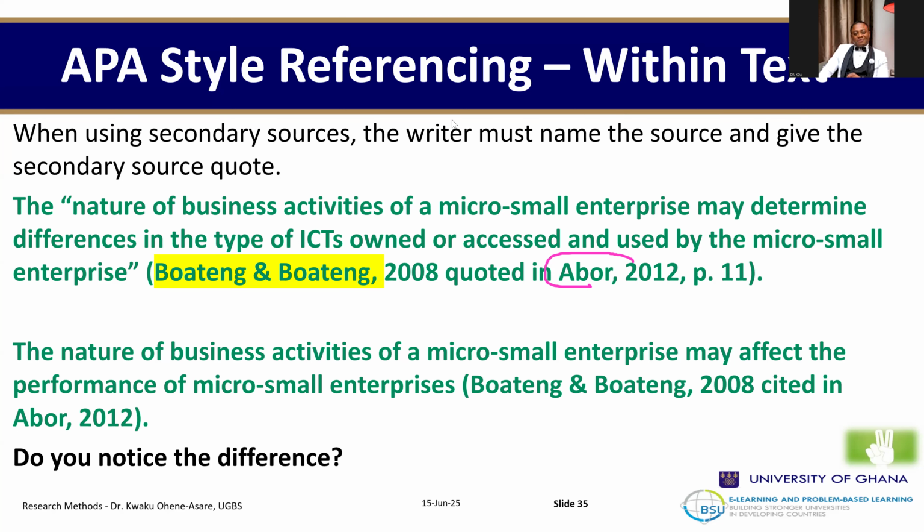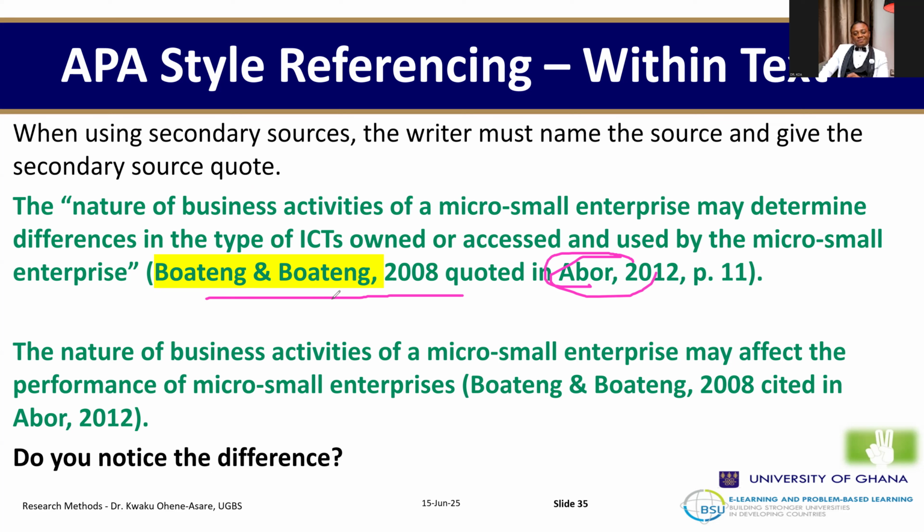Okay. Now, this first person who made that statement was Abor. But instead of going directly to Abor to get the quote, you didn't. You rather read the paper by Boateng and Boateng. And so you saw Boateng and Boateng quoting something they had taken from Abor. If you had gone to Abor, you would have directly quoted from Abor. But you didn't get Abor's paper. So you took the statement from Boateng, but Boateng and Boateng themselves actually got it from Abor.